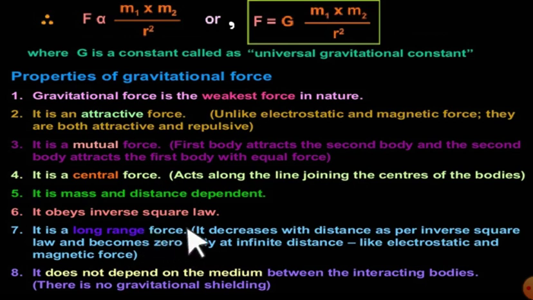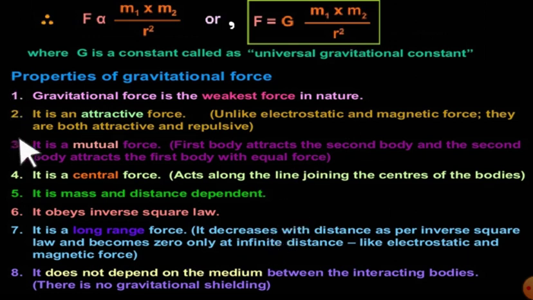That means as distance keeps on increasing, the force between the two masses will still exist, but the magnitude of that gravitational force may be very weak but still exists, unlike that of your electrostatic or magnetic force. When the distance between the two charges or poles is large, the force will be equal to 0 in that case, right? But in gravitational force, it will not be equal to 0. Got it?